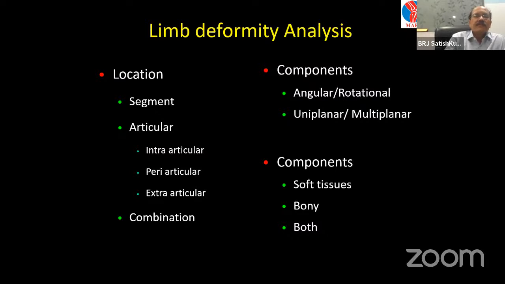So when you get a limb deformity, we have to analyze the location, whether it's a segment or it's articular or both. And if it is around the joint, how much the intra-articular, periarticular, and extra-articular components are contributing to that. And the components, whether it is angular, rotational, and whether it is uniplanar or multiplanar. And what tissues are involved, soft tissues or bone or both.